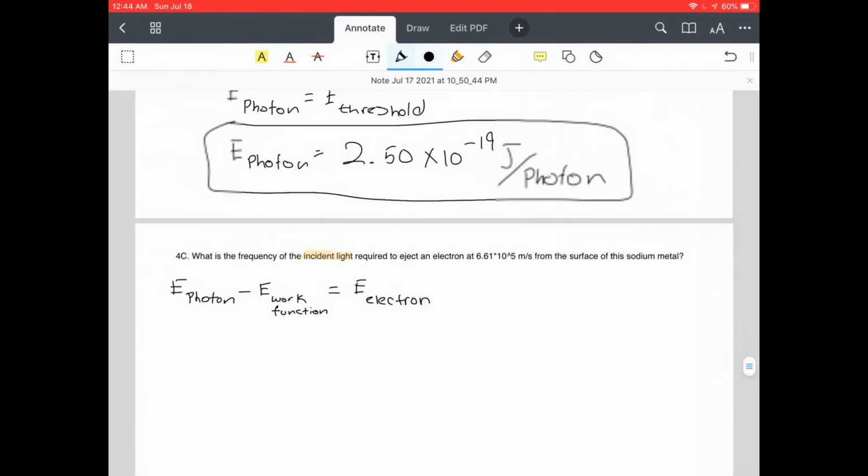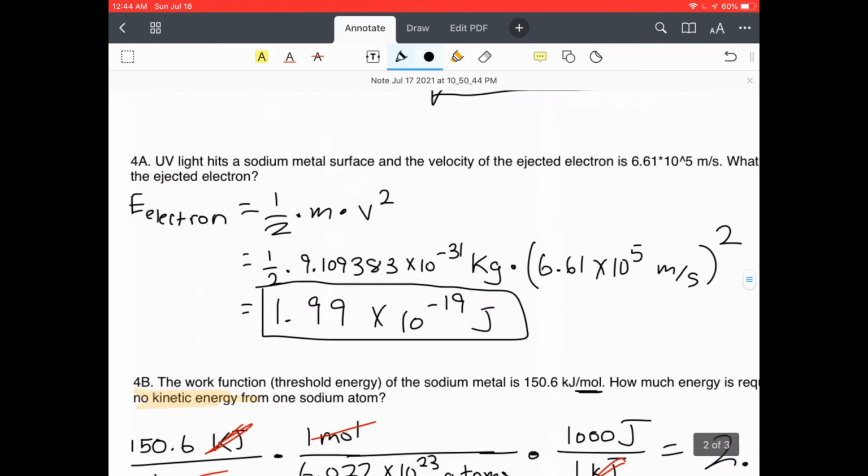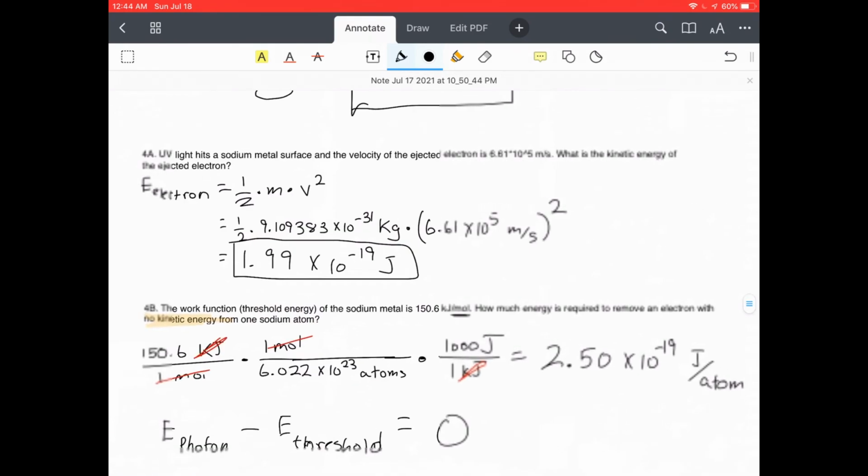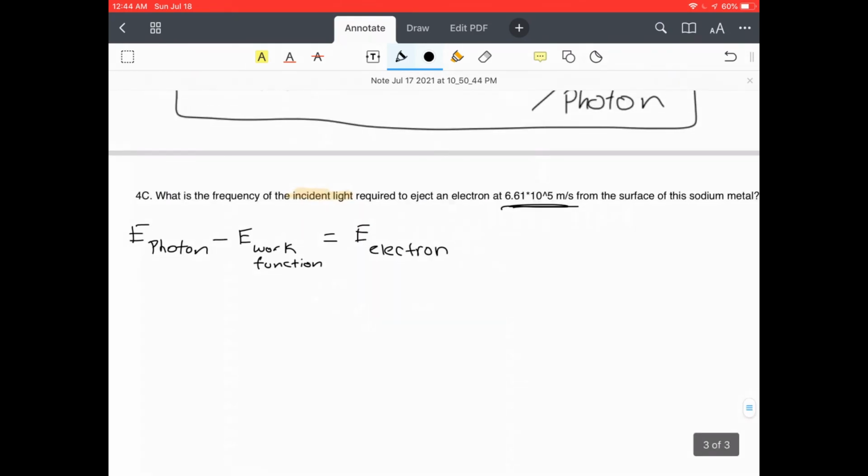And so lucky for us, we do know what the kinetic energy of an electron at this much speed is. It is 1.99 times 10 to the negative 19 joules. So let's write that right here. That is 1.99 times 10 to the negative 19 joules.